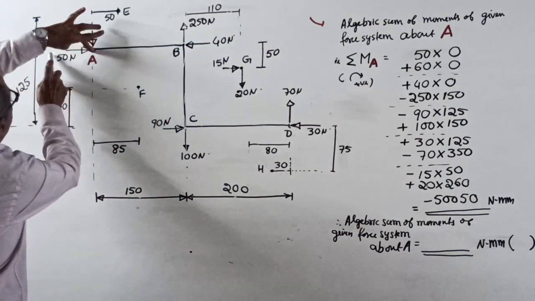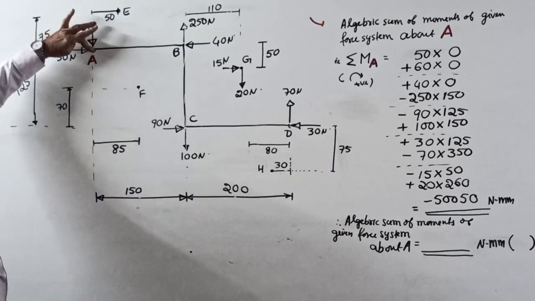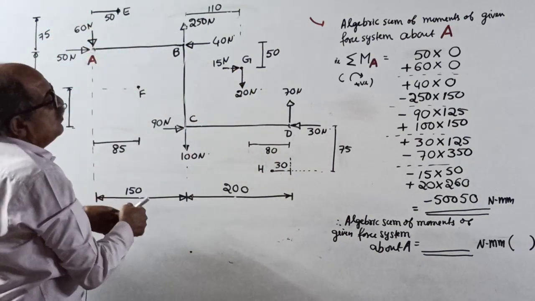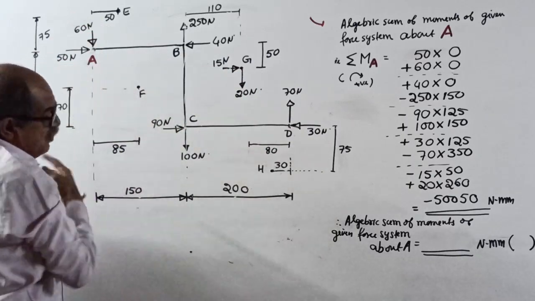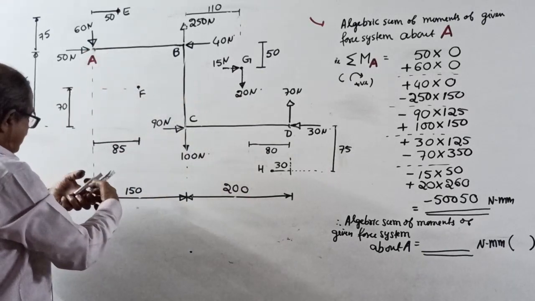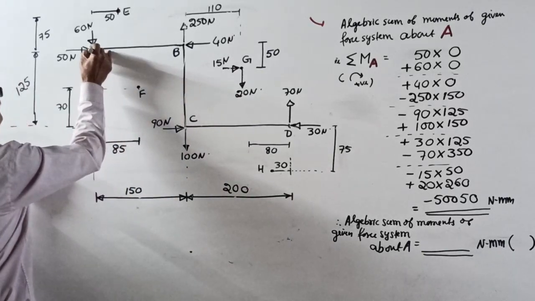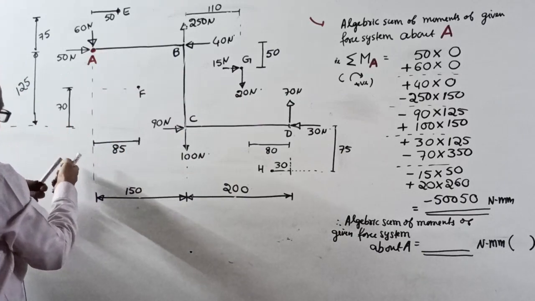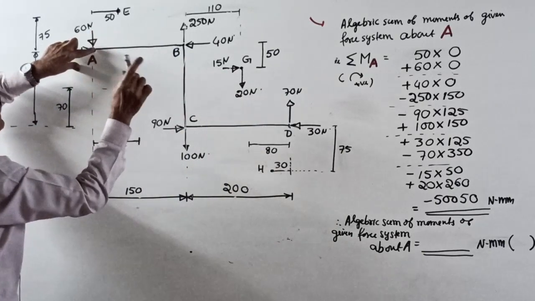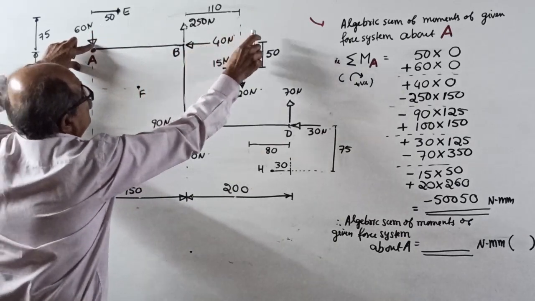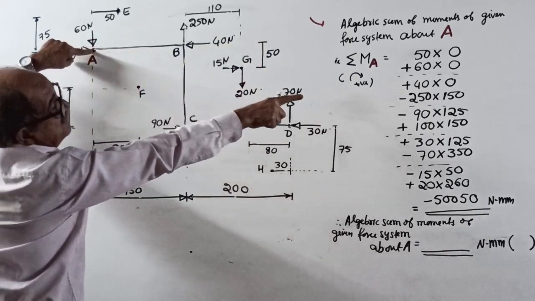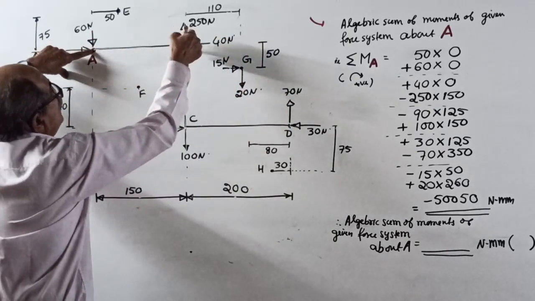Finger here. 50 into 0. Why? 50 passes through A, see there. 50 into 0. 60 also into 0, because you want the moment about point A. If I put the finger there, slowly the red color goes out. Okay. Now, 60 into 0. Then start, come here. 40. Oh, 40 also passes through A. See there. 40 into 0.